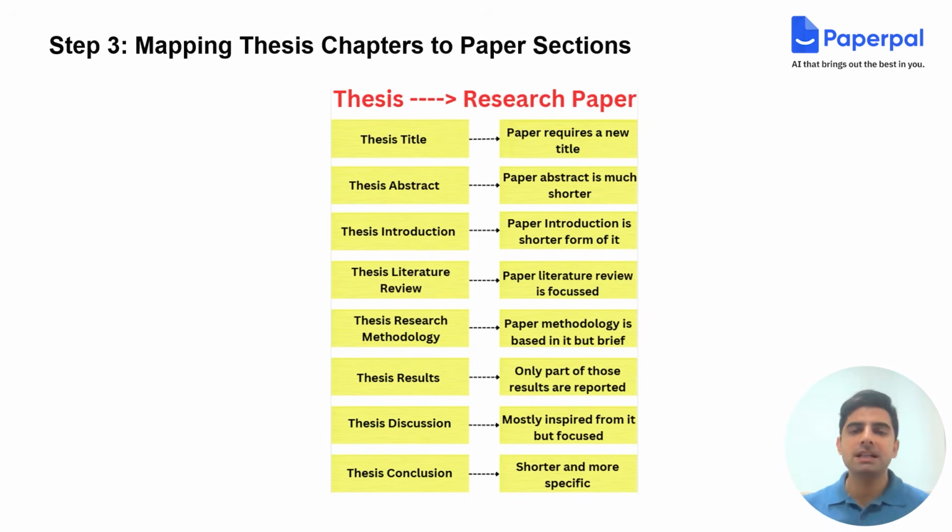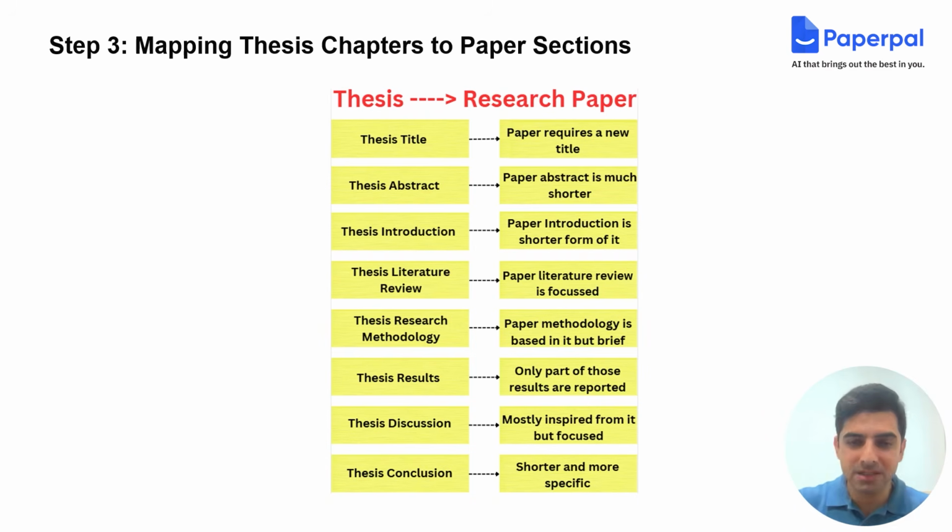Now the next part is about mapping thesis chapters to paper sections. In case you are only going to be extracting one paper from your thesis, this is relevant. So the thesis title should become the paper title. Maybe it's different.